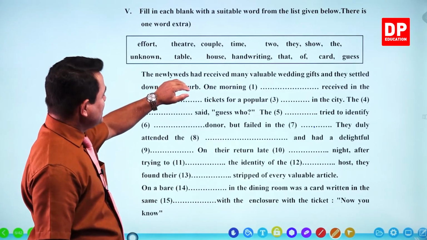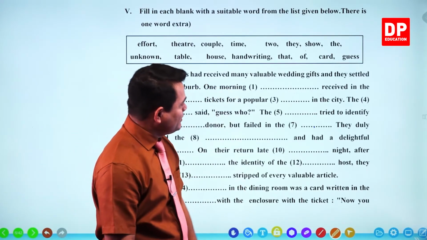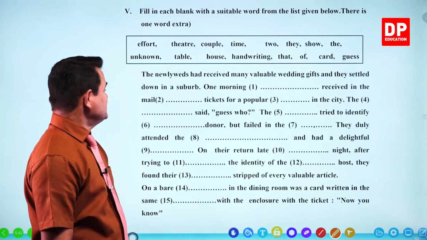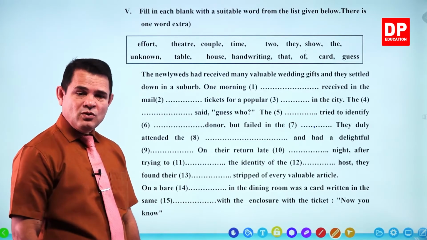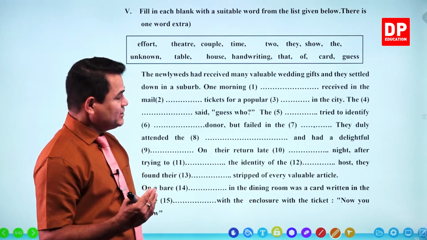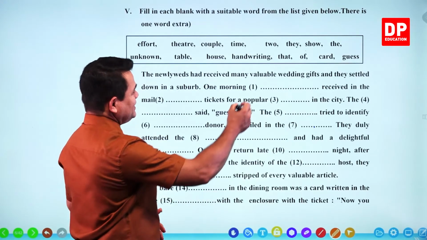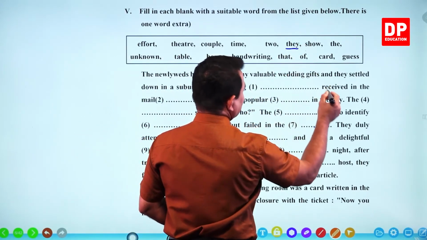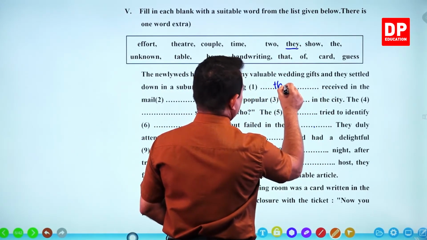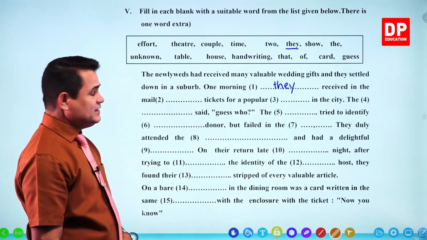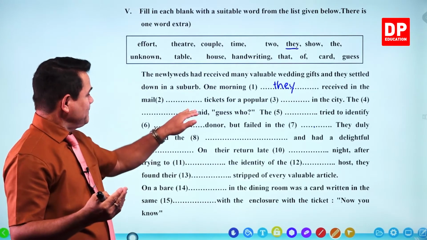The newlyweds had received many valuable wedding gifts and they settled down in a suburb. One morning they received in the mail tickets.